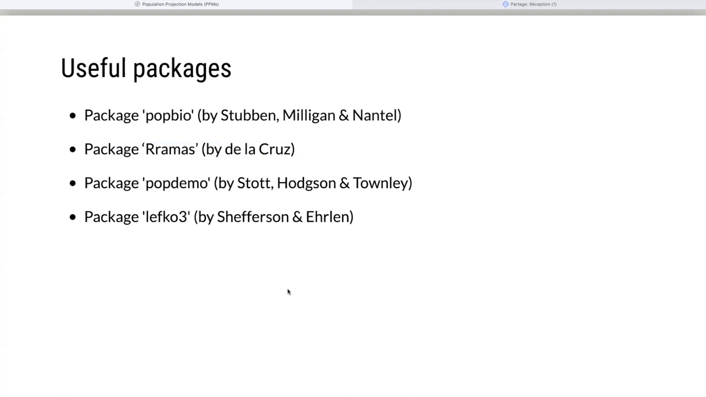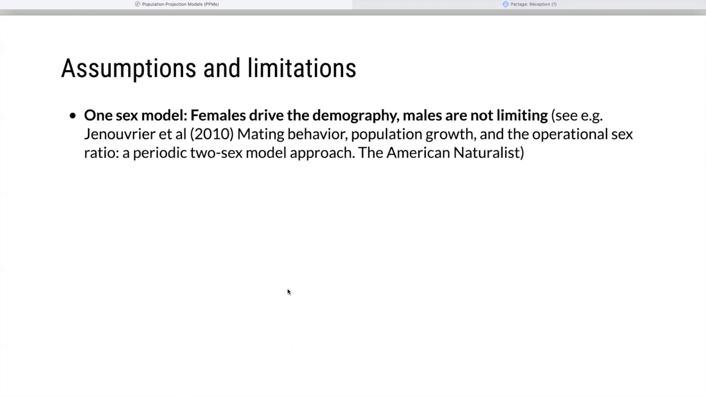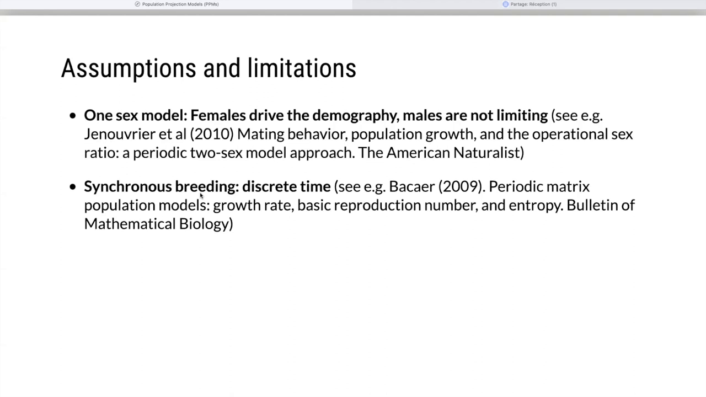So we only use one-sex models. You can check, for example, this paper from Stéphanie Jenouvrier in 2010, on how to include the two sexes in a matrix population model. There are other examples also in the literature. You can also, in case of working with species that don't have a synchronous breeding, have a look at this paper from Caswell in 2009 with periodic matrix population models. There are also some papers about continuous time modeling. It's possible.